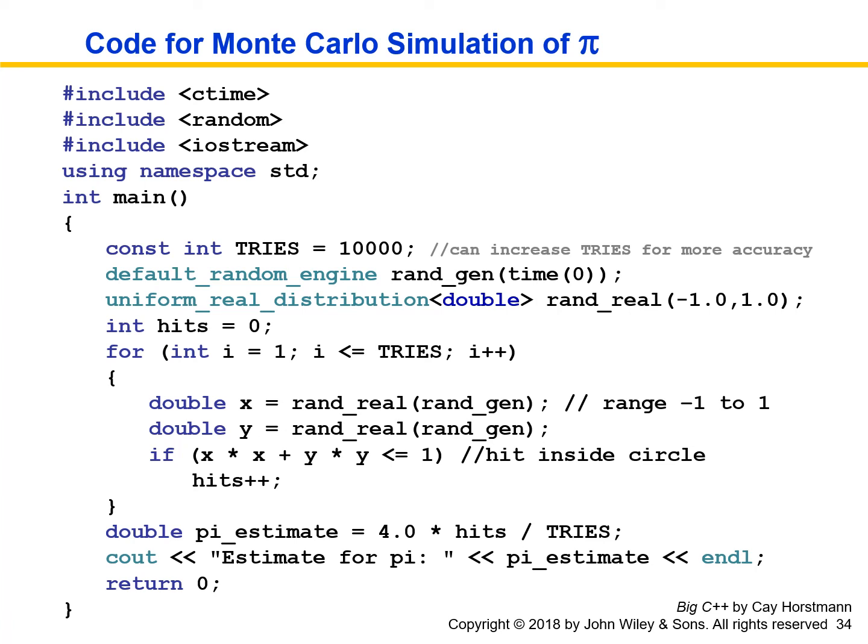And then for i equals 1 to tries, we get a random x and a random y, and if that point is inside the circle, we increment hits. Then our pi estimate is 4.0 times hits over tries, and we print our pi estimate. I encourage you to copy this code and paste it into your C++ compiler, and see what kind of numbers you get for pi. It won't be exactly 3.14159, and it'll vary each time you run the program. And you can try varying the number of tries and see if you get more or less accuracy.